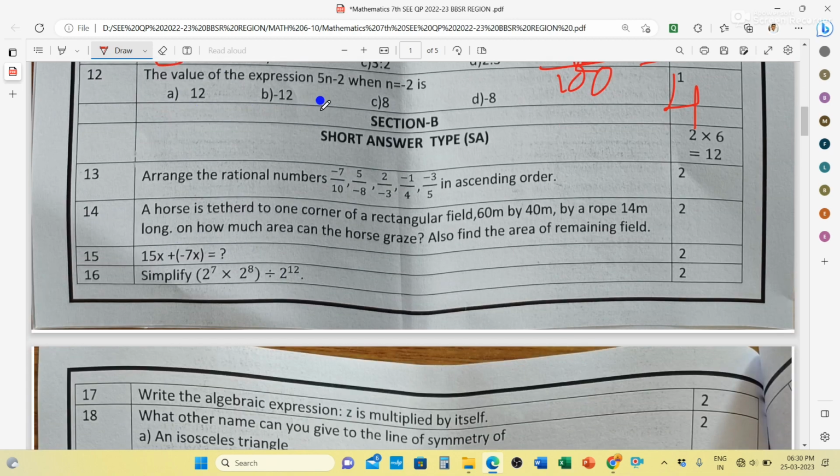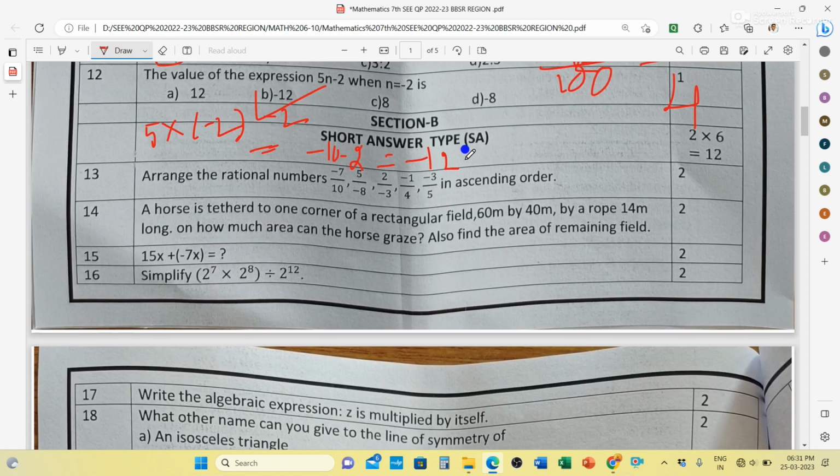The value of the expression 5n minus 2 when n equals minus 2. So you have to put the value of n, that is minus 2, in 5n minus 2. So 5 multiplied by n means minus 2. So 5 multiplied by minus 2, minus 2. So 5 multiplied by minus 2 equals minus 10, minus 10 minus 2. So it will give minus 12.